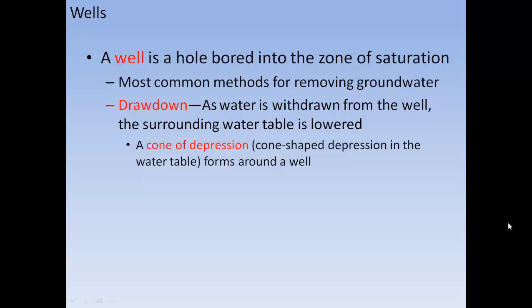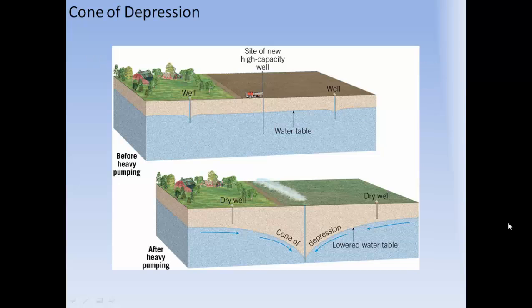A well is a hole bored into the zone of saturation. Most common methods for removing groundwater. Drawdown: as water is withdrawn from the well, the surrounding water table is lowered. That forms the shape of a cone. We call it the cone of depression that forms around the well. So here, in this farm, they had two little wells. As they pumped, the water table is drawn down, forming this cone shape.